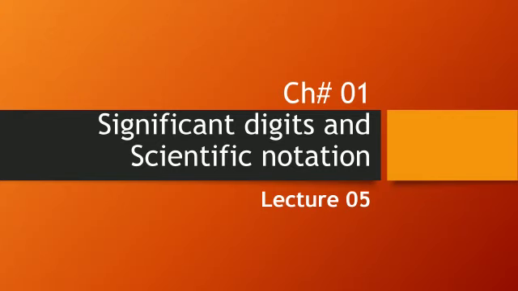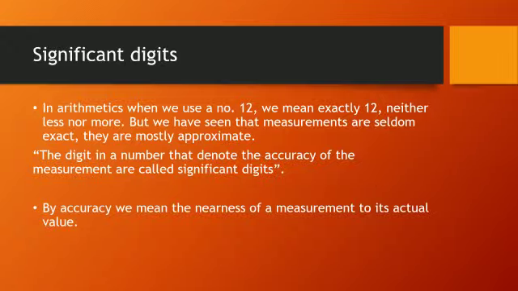Today our topic is significant digits and scientific notation. The first topic is significant digits. In arithmetic, when we use a number 12, we mean exactly 12, neither less nor more. But we have seen that measurements are seldom exact. They are mostly approximate. The digits in a number that denote the accuracy of the measurement are called significant digits. By accuracy, we mean the nearness of a measurement to its actual value.